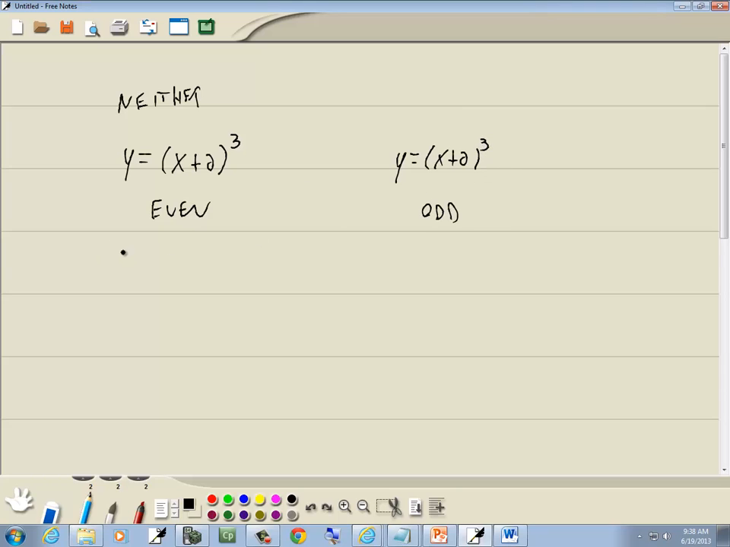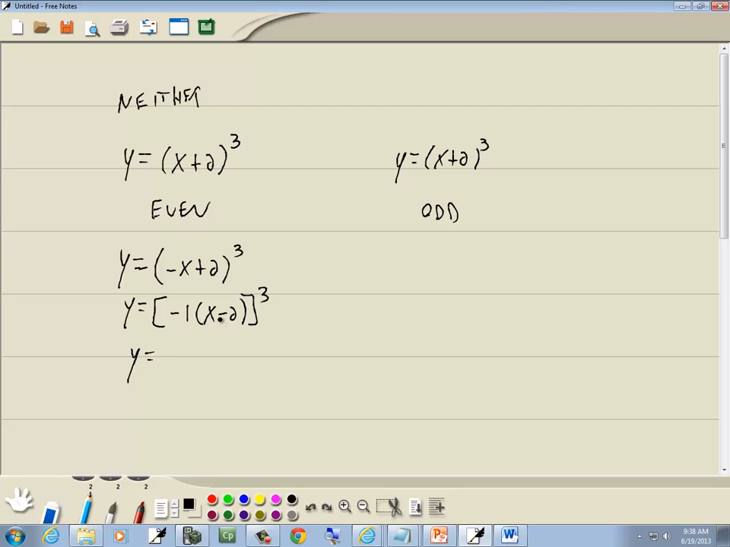Well, for even, to see if something's even, what you do is you plug negative x in for x, and see if you can get it to equal the original function. So we've got negative x plus 2 to the third power. Now I could factor out a negative 1 here. So factor out a negative 1, and that would give us x minus 2 to the third power.